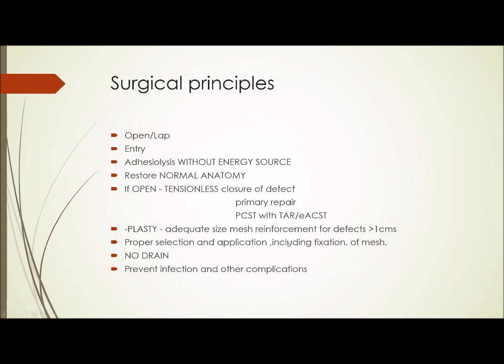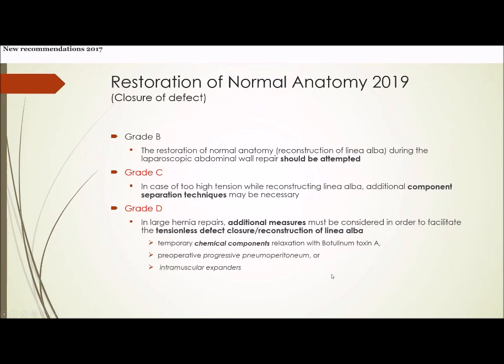Proper selection and application of features like fixation of mesh. No drains. Prevent infection and other complications, so take proper steps to prevent those. Restoration of normal anatomy, what we're talking about, closure of the defect, is Grade B, it should be attempted. Grade B, attempted, so you should do it. Reconstruction of the linea alba, right?